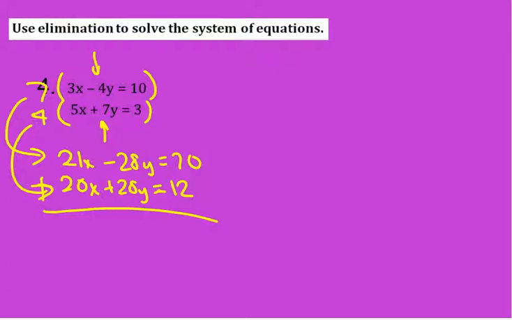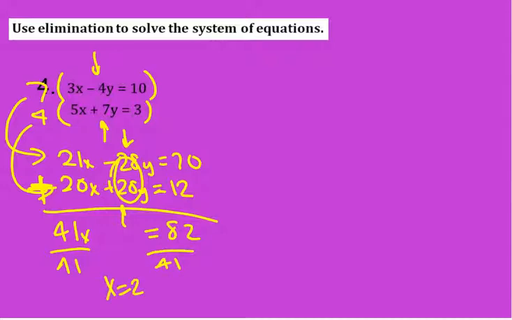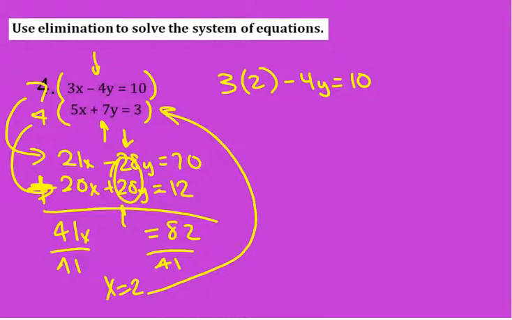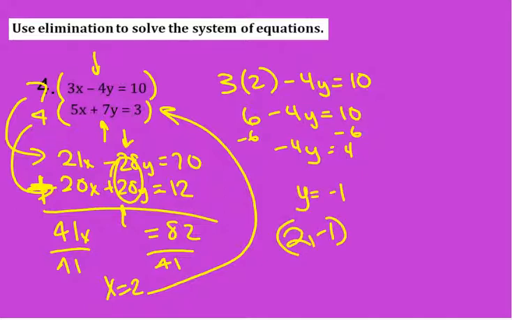Because here's what that did. That put negative 28 and positive 28 right next to each other. So now if I add these two, I get 41x. This becomes 0. This becomes 82. Little division, x is going to equal 2. So now substitute this back in. I'll take 3 times 2 minus 4y. Doesn't matter, I could have put 2 back into the other equation as well. So I take 6 minus 4y equals 10, minus 4y equals 4. So y equals negative 1. So my solution is going to be 2, negative 1.